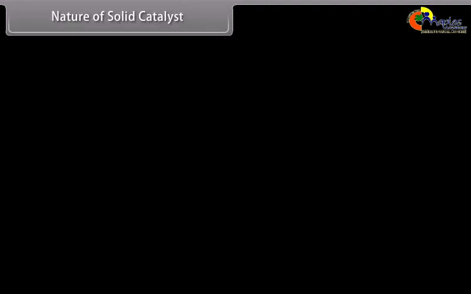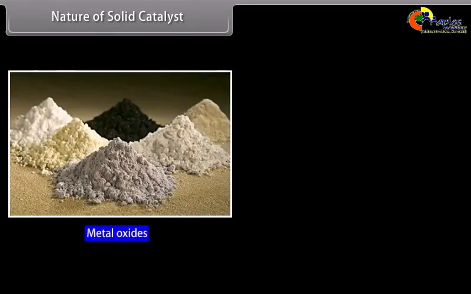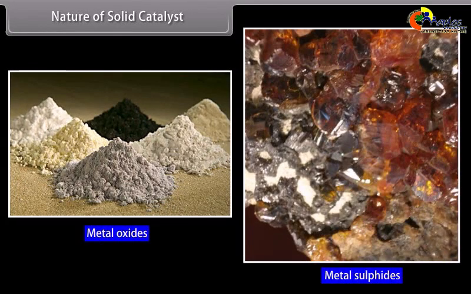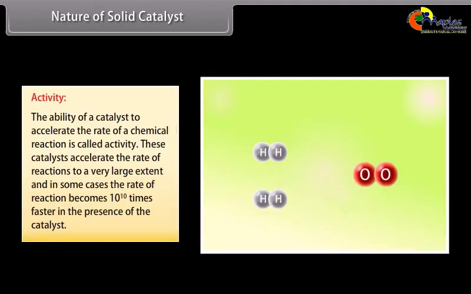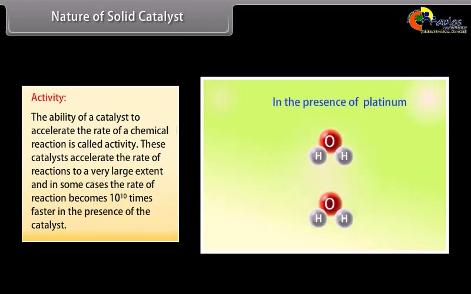Nature of solid catalyst. Metals, alloys of metals, metal oxides, metal sulfides, or mixtures of these are generally used as solid catalysts. The two important aspects of solid catalysts are activity and selectivity. Activity: the ability of a catalyst to accelerate the rate of a chemical reaction is called activity. These catalysts accelerate the rate of reactions to a very large extent, and in some cases, the rate of reaction becomes 10 raised to the power 10 times faster in the presence of a catalyst.